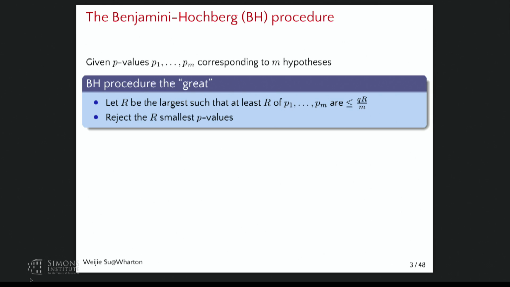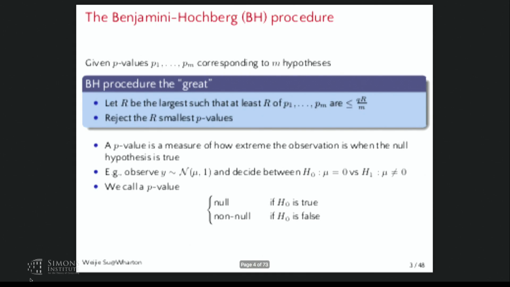Let P1 to Pm denote all the m p-values. This procedure is very simple. First, we order the p-values. Then we take R to be the largest such that at least R of these p-values are below Q times R over m, where Q is the nominal level. And then BH rejects all the R smallest p-values. So this is the procedure.